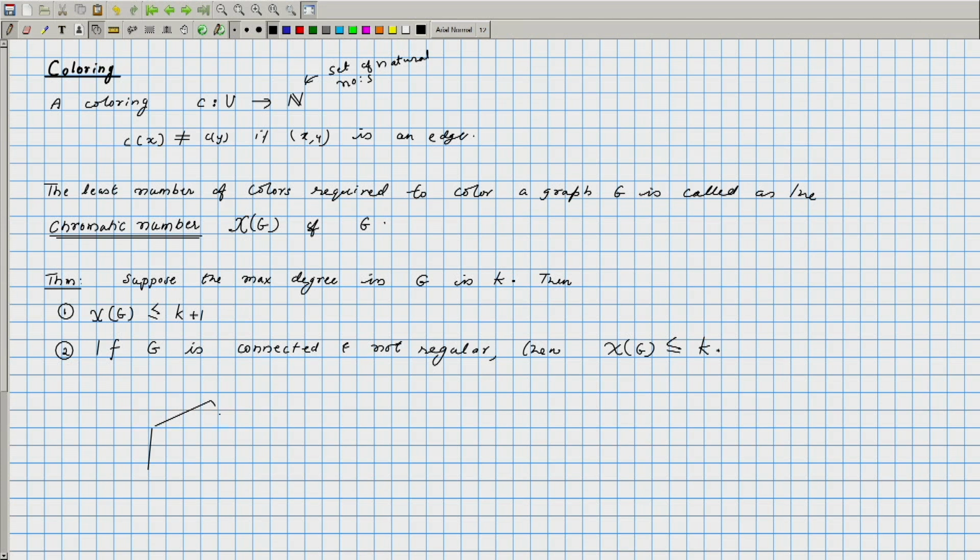If you look at the cycle graph, every vertex has degree exactly 2, and since the degree of every vertex is exactly 2, chi G is less than or equal to 3. That is what the first statement says, but this is an example of a graph which is regular. If you had taken some other graph where the degree is at most 2, but it is not a regular graph, then you can argue that you do not require more than 2 colors. So, the proof of this theorem will be via an algorithm.